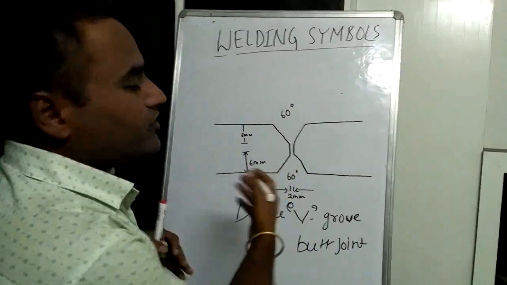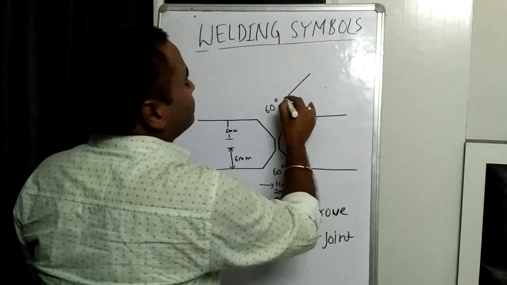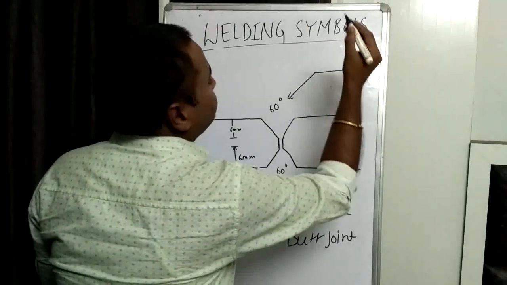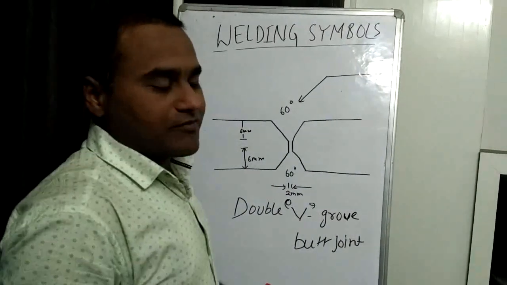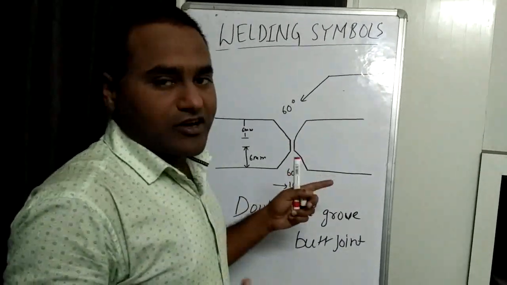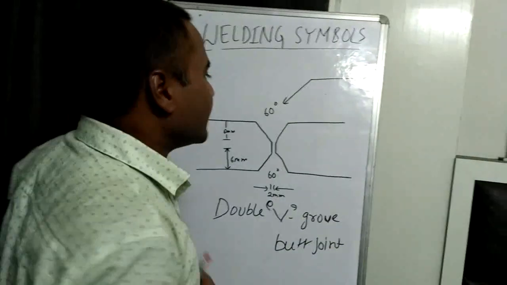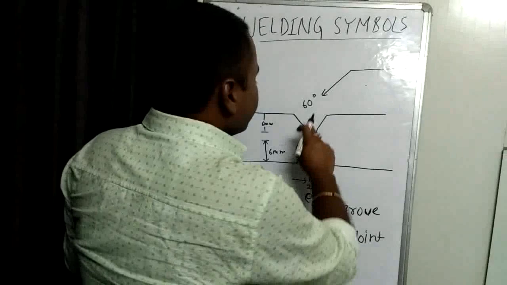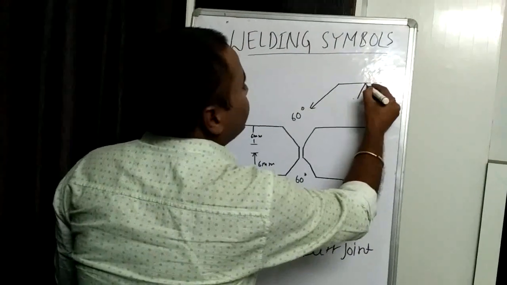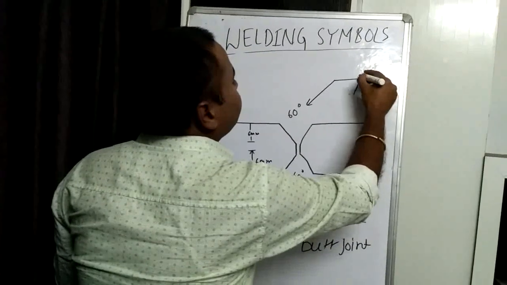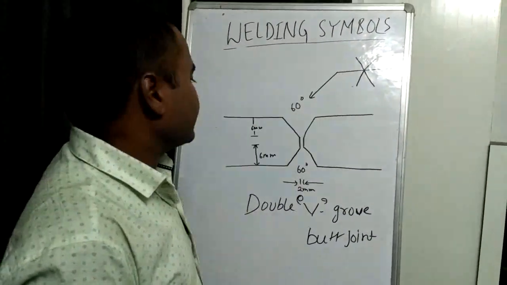So how to show this on our welding symbol? Tail can be omitted. If I do not have to mention welding process or applicable code, I can omit the tail. So I have omitted the tail. Now, since it's a double V groove, V shall be given on both sides. This represents double V groove.